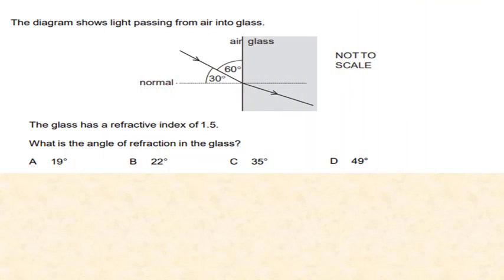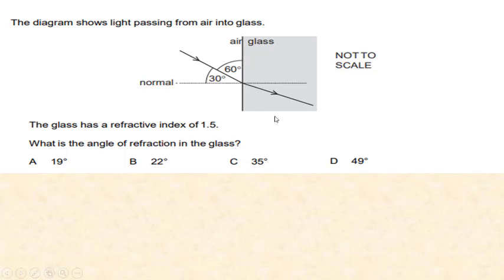Look at this diagram. The diagram shows light passing from air into glass. This is air and this is glass. The glass has a refractive index of 1.5. What is the angle of refraction in the glass?